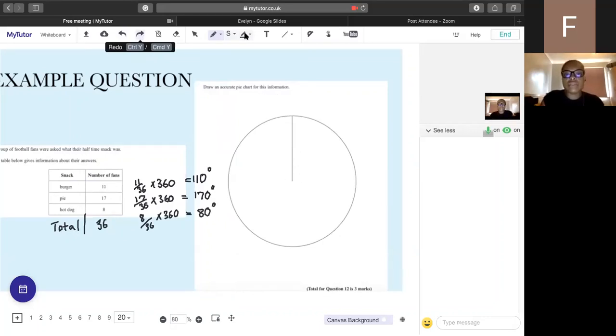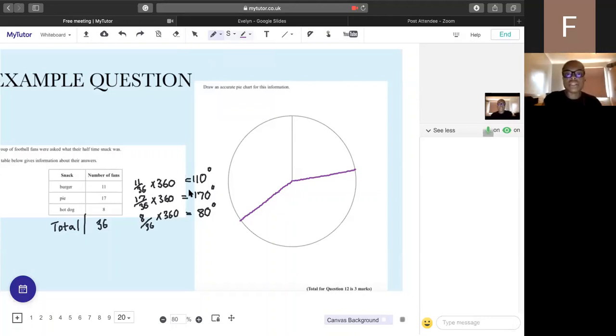So 80 degrees, I'll start with that one first. 80 degrees is just below 90 degrees, so it should be something like this. 110 degrees is a little bit larger than 90 degrees, so it might look like this. And then the last one would be 170 degrees, which is just under half of the circle.